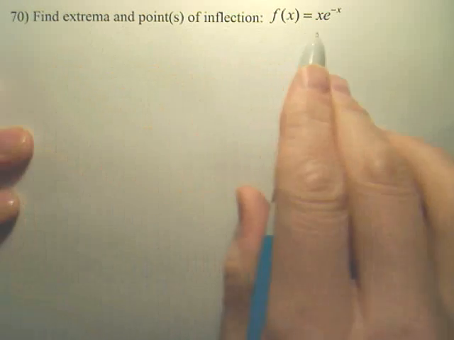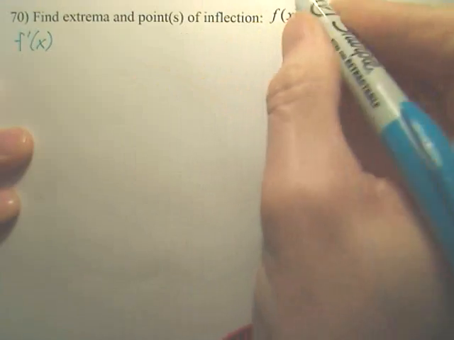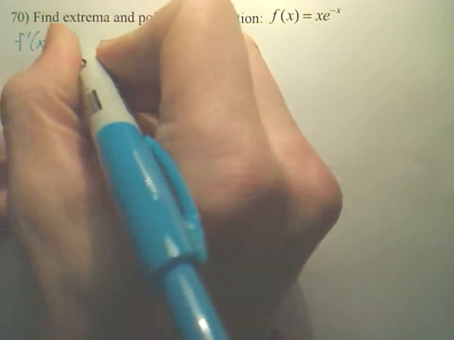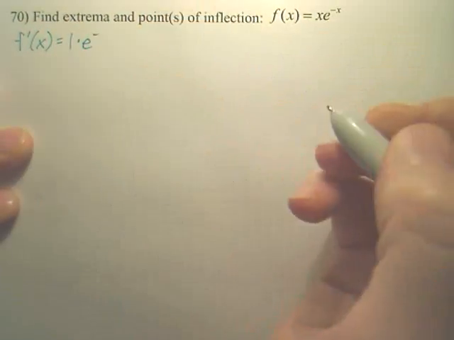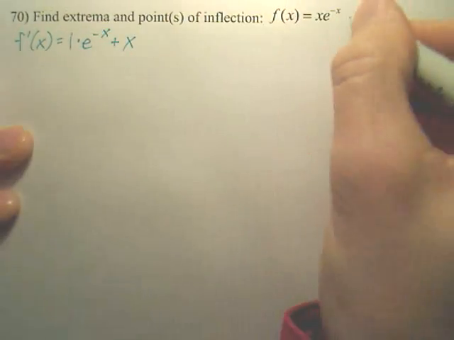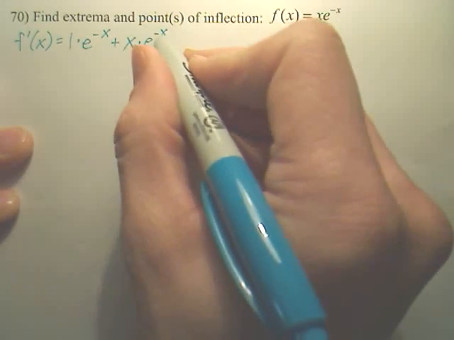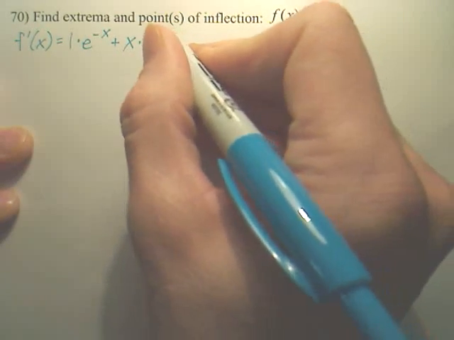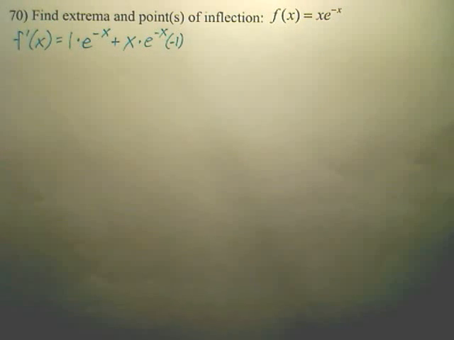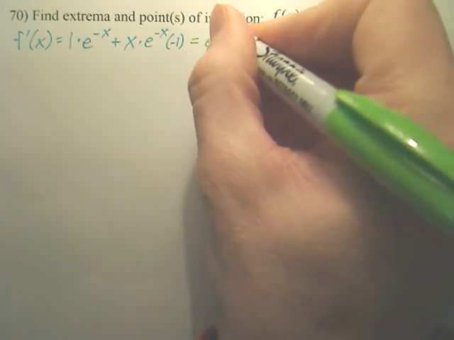Let's first find the extrema of this. To find the extrema, the first thing you need to do is find the derivative. This right here is a product rule. Derivative of x is 1, leave e to the negative x, plus leave the x. And when you derive this, you get e to the negative x, as well as derive the power. Derivative of this is actually negative 1. So that looks like the derivative, which would be e to the negative x.